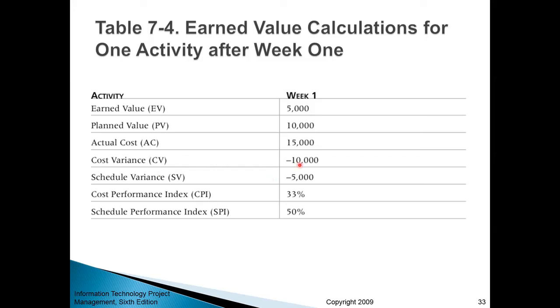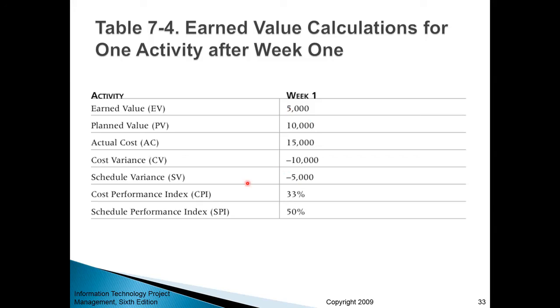Because look, you thought that it would cost you $5,000 to install the server, but you ended up spending $15,000, right? So 5,000 minus 15,000, you have minus 10. So you're below the original estimate by $10,000. And schedule variance is minus $5,000. So basically you're estimating to earn $10,000 worth of work during the first week, but you ended up completing only $5,000. So 5,000 minus 10,000 is negative 5,000.